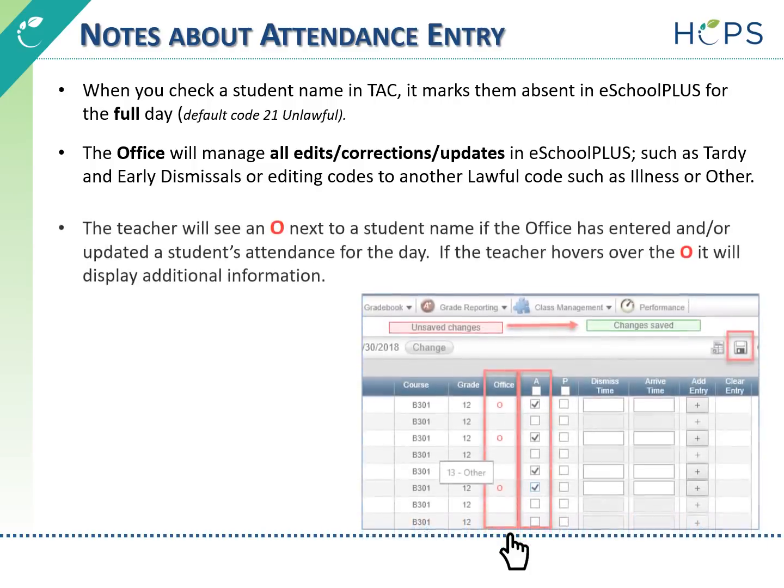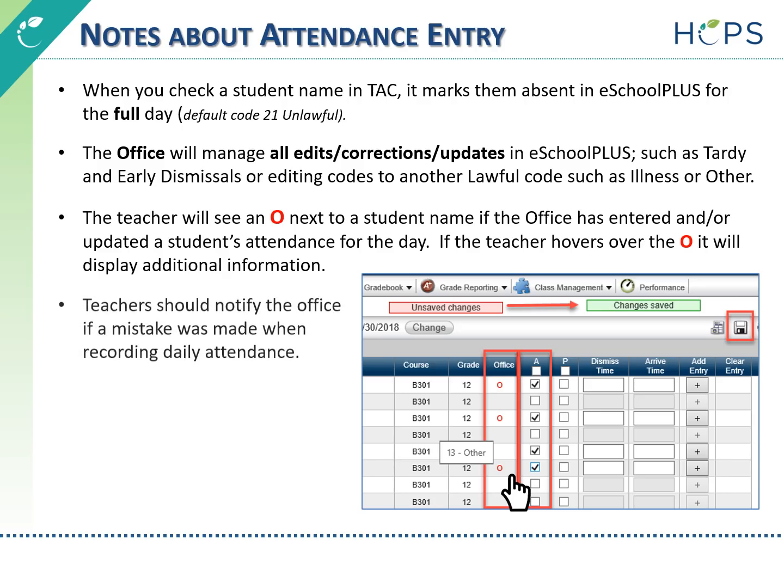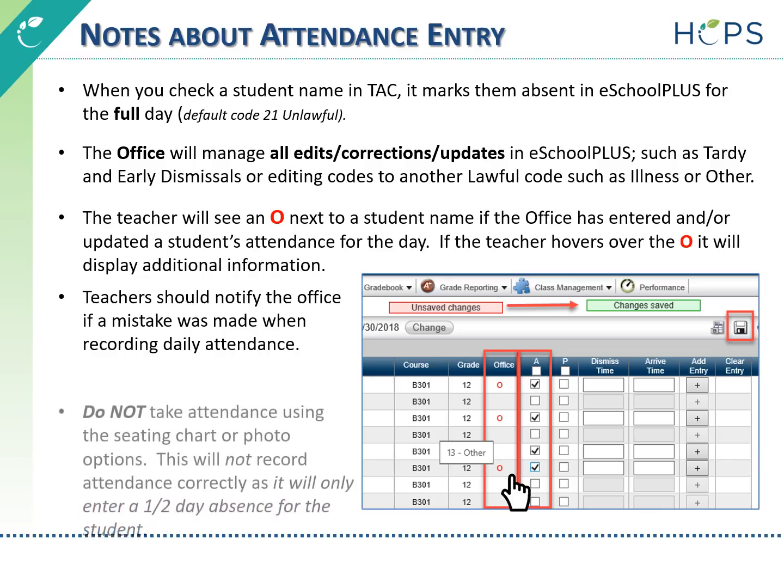The teacher will see an O next to a student name in the Entry by List view if the office has entered and/or updated a student's attendance for the day. If the teacher hovers over the O, it will display additional information. Teacher should notify the office if a mistake was made when recording daily attendance.